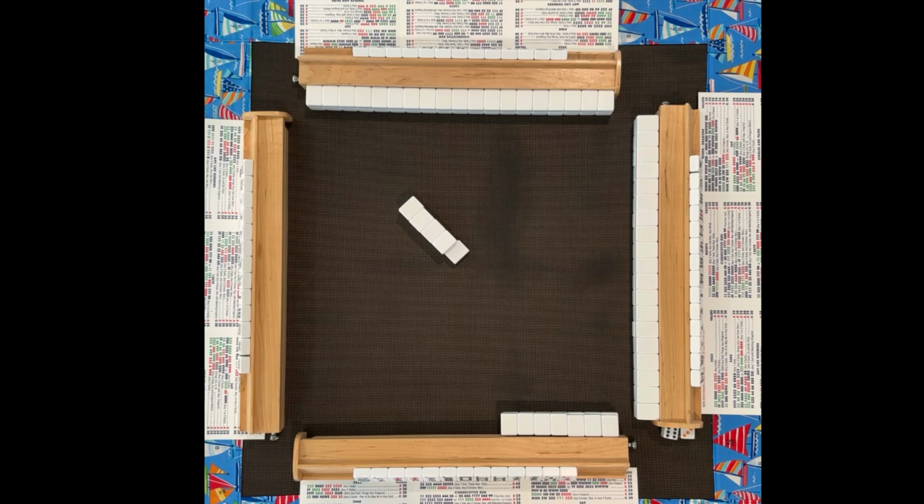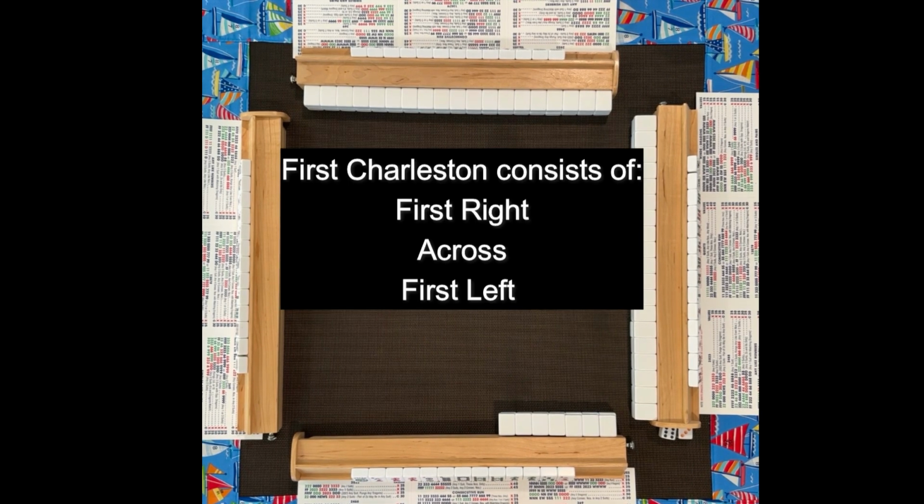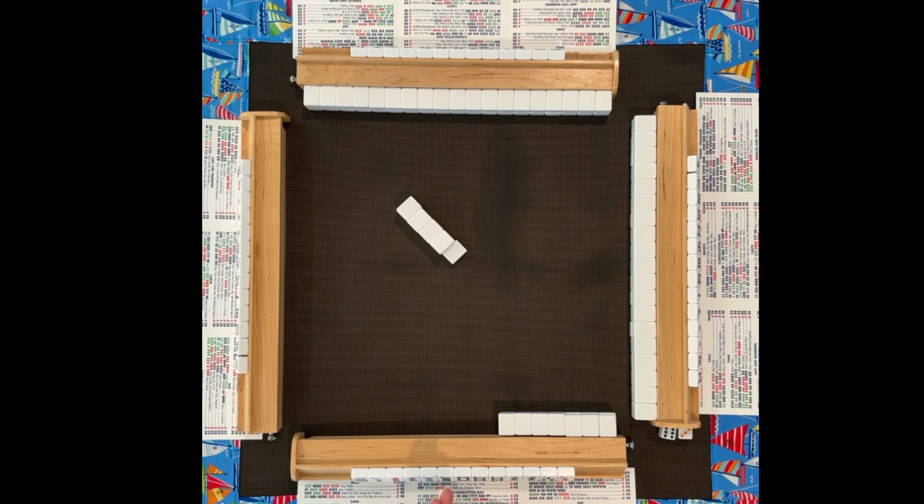This episode and the next 2 episodes will be covering the names of the passes and how each of the passes is done. How to determine which tiles are passed during each of the moves will be covered when we meet at ilovemahj.com for episodes 13, 14, and 15. The First Charleston is what we're going to be doing in this episode. And that consists of the first right, an across, and the first left.